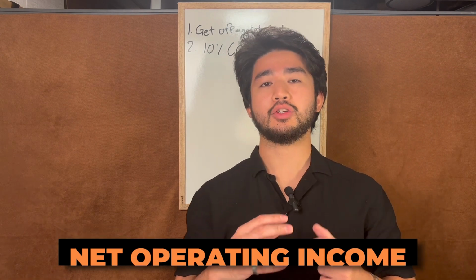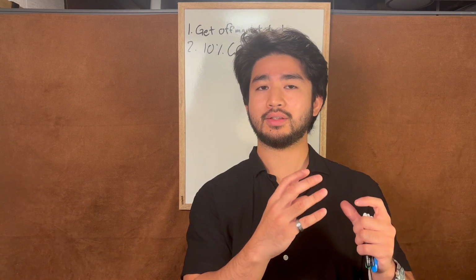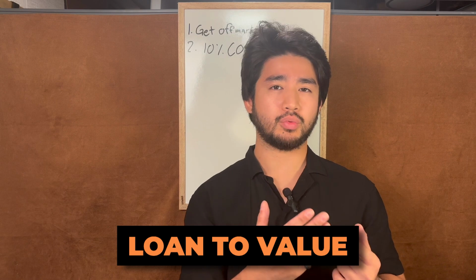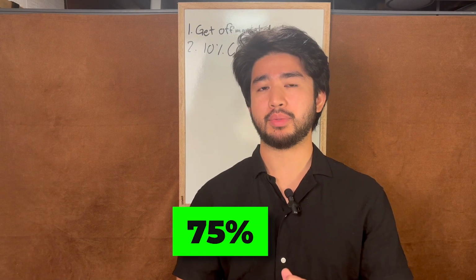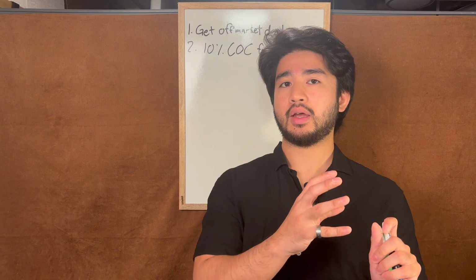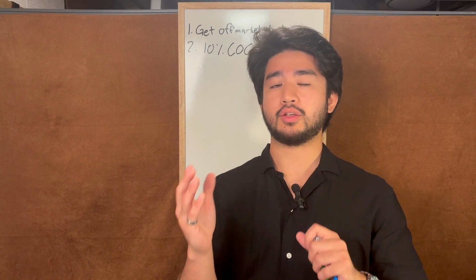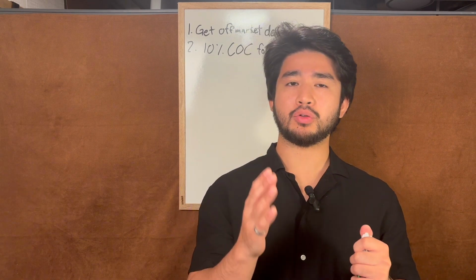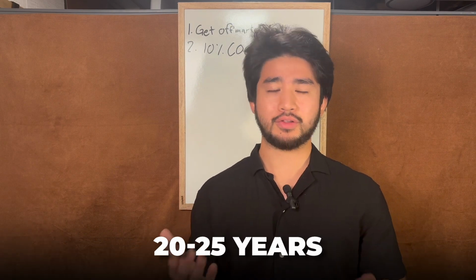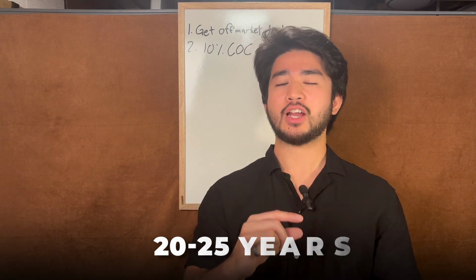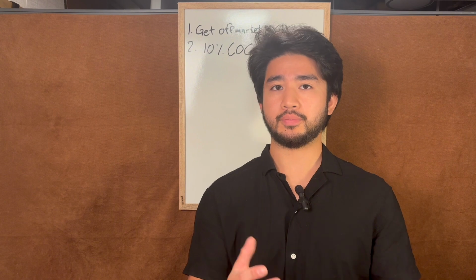Then after that, it shows you the amount of loan, the LTV, the loan to value that the banks will give you, which is typically around 75% for multifamily buildings. So after that, it will tell you, based off the current interest rates and the length of amortization, which is usually 20 to 25 years, how much cash flow is left in the deal for both of you.